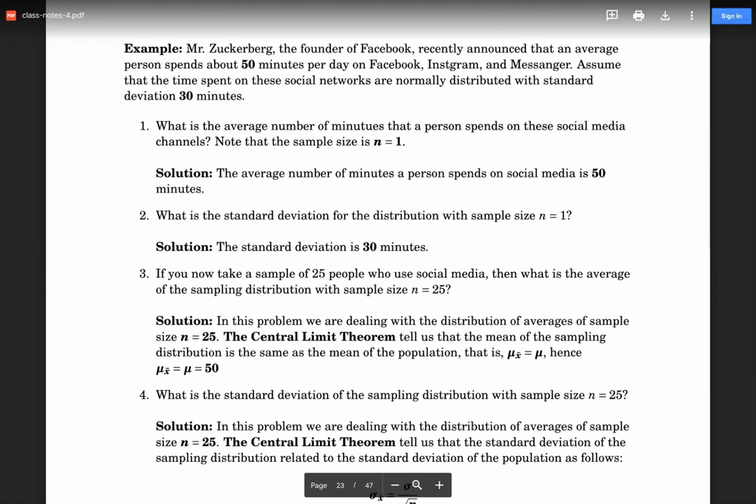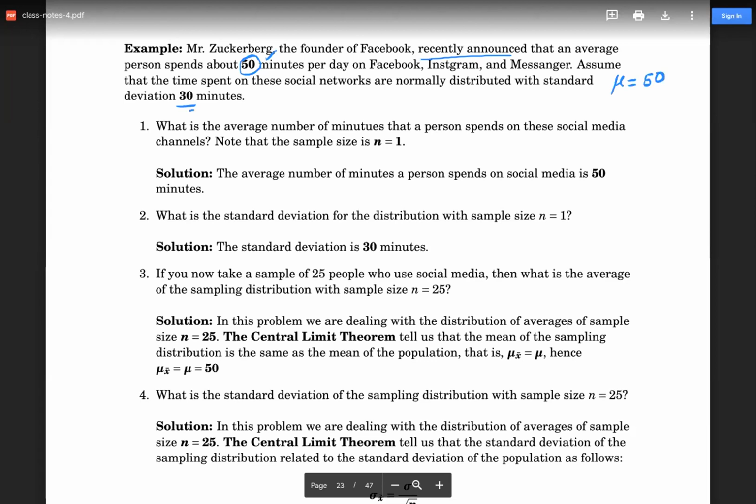Okay, Mr. Zuckerberg, the founder of Facebook, recently announced that an average person spends about 50 minutes per day on Facebook, Instagram and Messenger. Recent is more than 10 years old, by the way. I made this problem many years ago. Basically, his claim was that an average person spends about 50 minutes on social media. Assume that the time spent on these social networks is normally distributed with a standard deviation of 30. So we are making some assumptions here. The average person spends 50 minutes, so mu is 50.